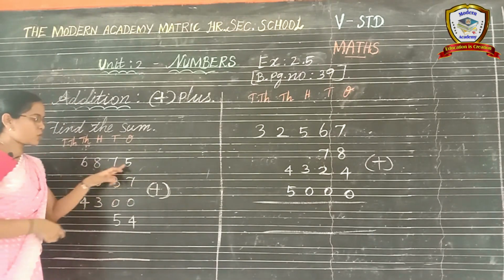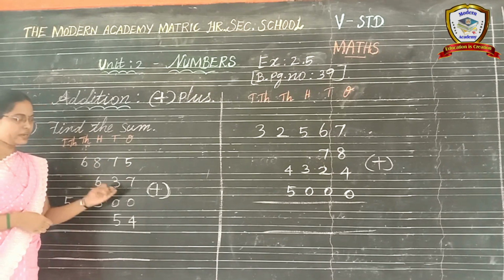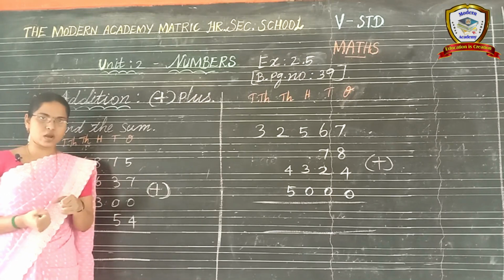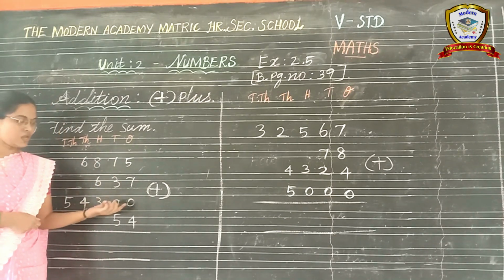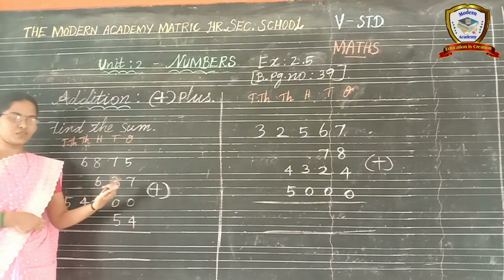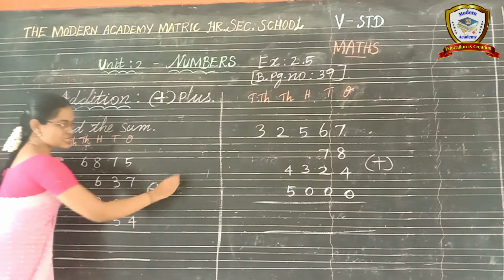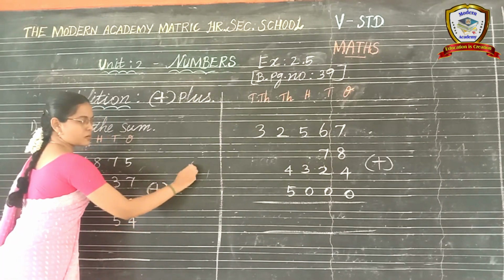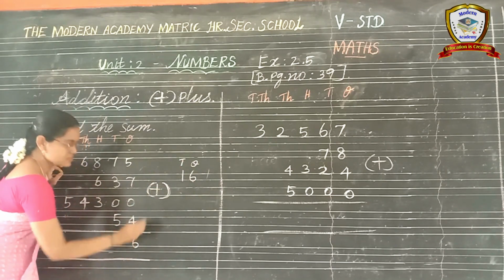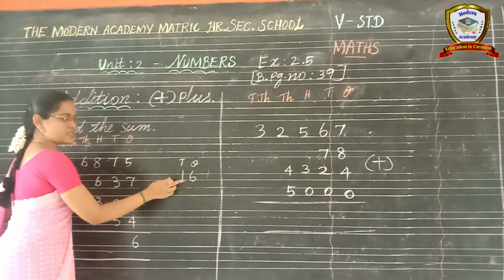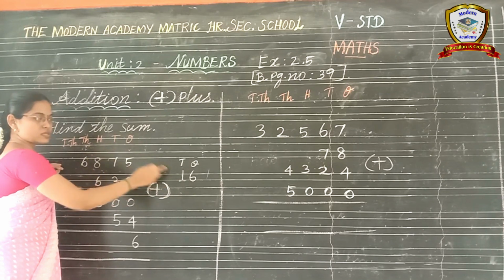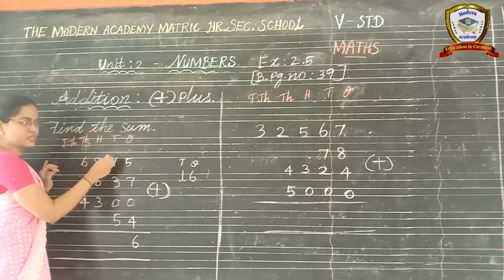So 5 plus 7, what is the answer? 12. 5 in the mind, 7 in the fingers: 5, after that 6, 7, 8, 9, 10, 11, 12. So 12 plus 0 is 12. 12 plus 4: 12 in the mind, 4 in the fingers: 12, after that 13, 14, 15, 16. So 16. 16 means the ones number only we have to write at the ones column. Next, the tens number, that is 1. This remaining number we have to carry over to the tens place.